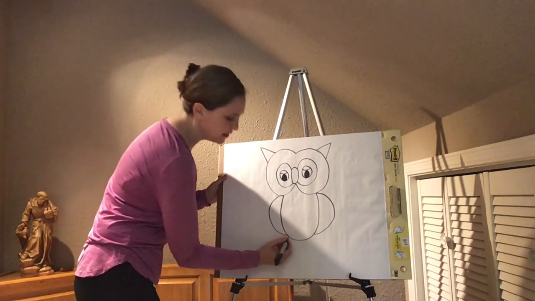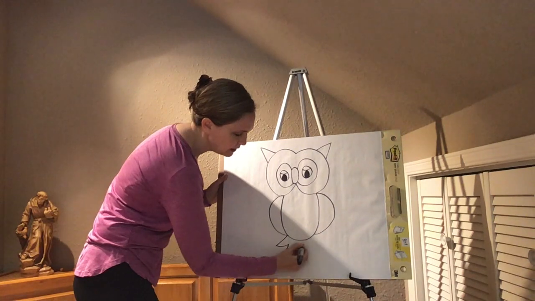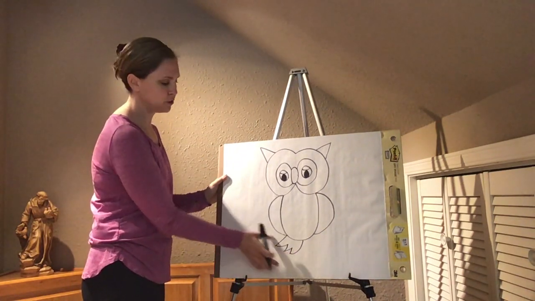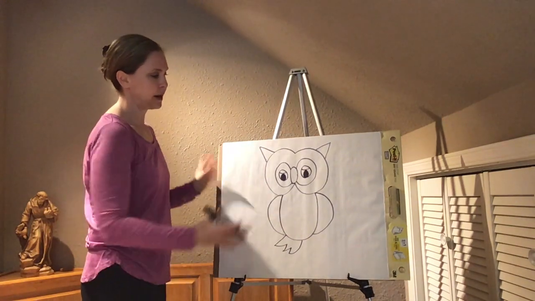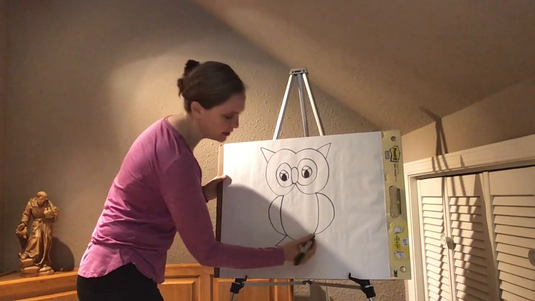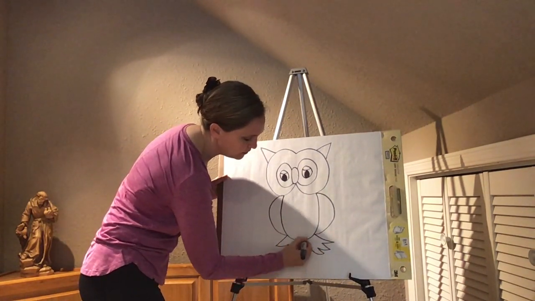And now I'm going to give the owl some feet. Now remember, I don't want my feet going off the paper. I want to give it some room because I'm going to put a background. But I'm making my owl big enough so that it's very dominant in the paper, in the composition. I'm going to give the other foot.